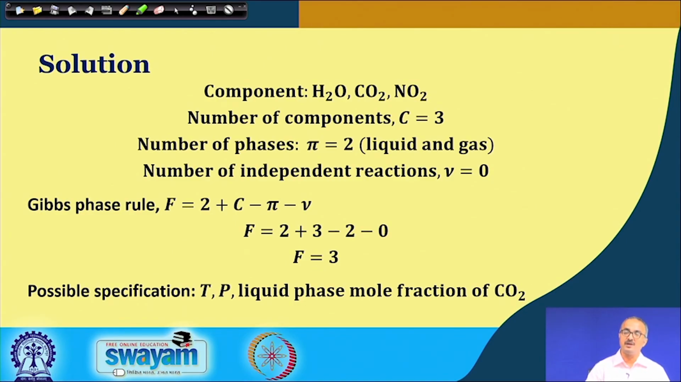That means we have to figure out three intensive variables which can describe the system completely. One possible set is temperature, pressure and the liquid phase mole fraction of, say, CO2. Only one mole fraction is good enough. These three are good enough to describe the system. That means we can find the mole fractions of water and nitrogen dioxide in the liquid phase and in the vapor phase with only these three things, so we can describe the system completely. How to do this, we shall learn later on.